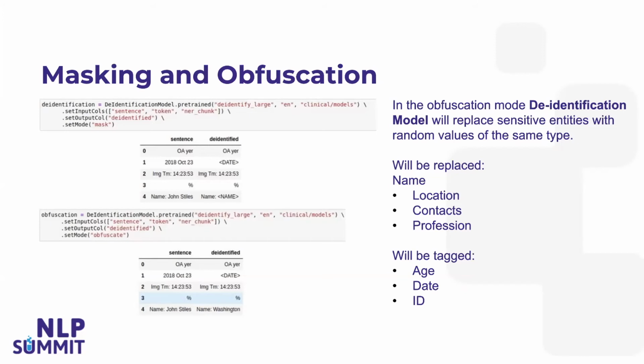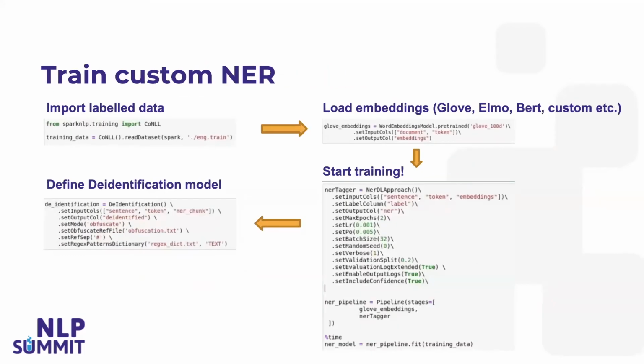The last step is the de-identification model, which can work in two modes, masking or obfuscation mode. Here's an example you see. We have a list of replaced entities for the model in the obfuscation mode, and some entities are always tagged. Also, there's an ability to train a custom model, and here is how it goes. You can check the code later. I've shared all the examples in the links at the end of the presentation.